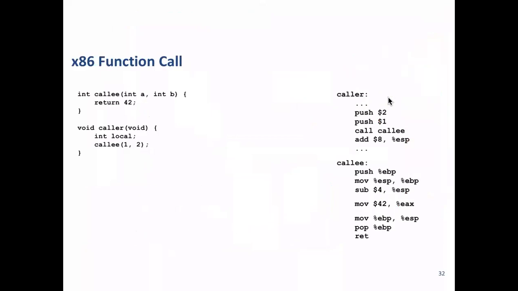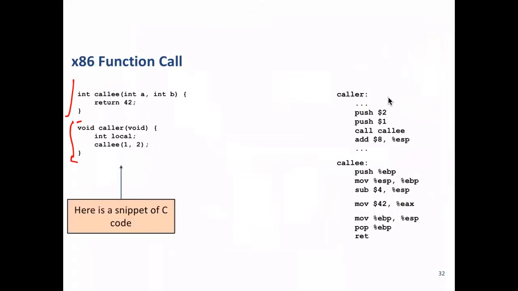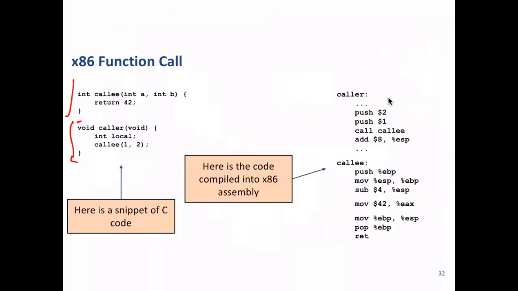Now let's look at an example. This is a callee code. This is a caller code. Think of the caller as main, and the callee as foo or whatever. This is written in C, and we'll change this to assembly. It will look something like this.